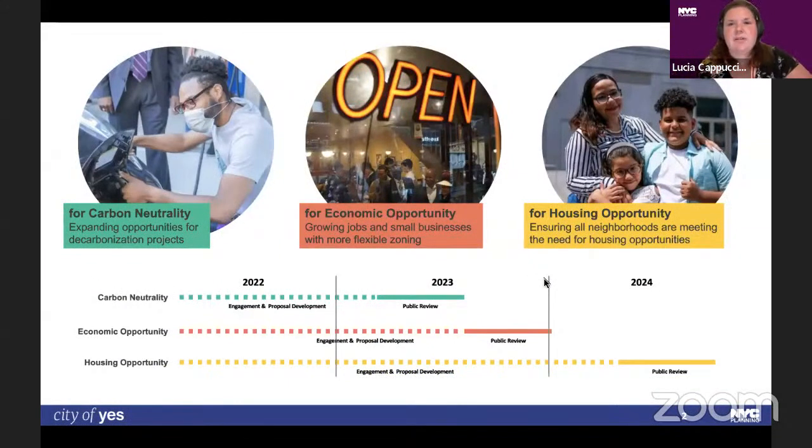Okay, so City of Yes for carbon neutrality is the first of 3 projects that the Department of City Planning is developing as part of the broader City of Yes initiative. Two other proposals are coming later this year and next year: economic opportunity and housing opportunity. The engagement for economic opportunity is going to start later this summer and fall, and housing opportunity we're going to get into in probably the first to second quarter of next year. These are 3 distinct and independent proposals, and they're being staggered so that there'll be plenty of time for public review. But tonight we're just going to be talking about carbon neutrality.